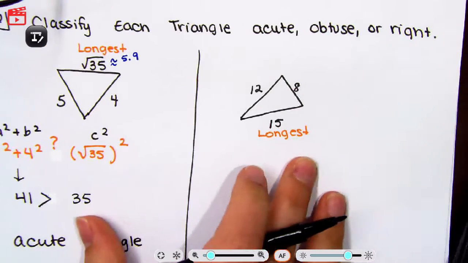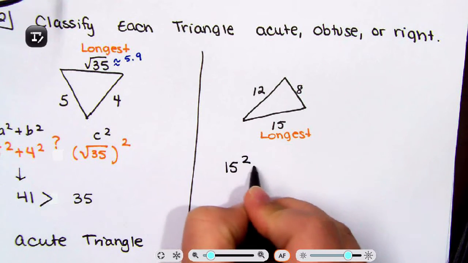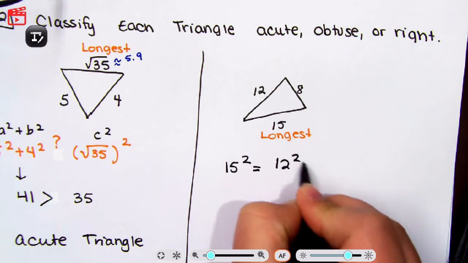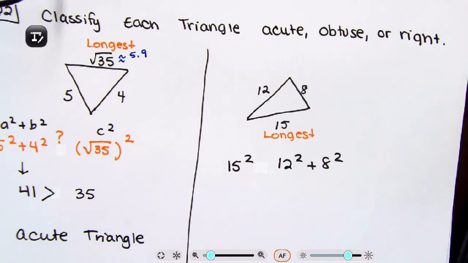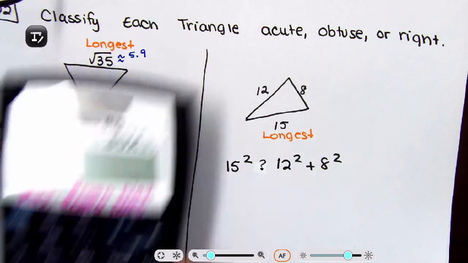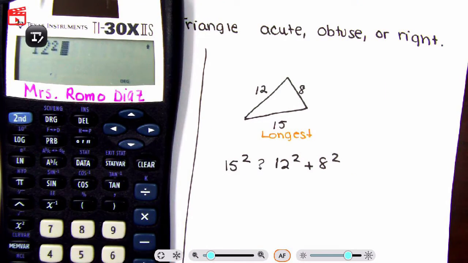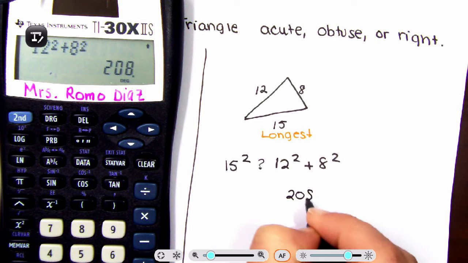Let's do this one here. Again, longest side is 15. We can flip it around since I did it the other way there. Here's our sum. Oh, and again, I'm going to put a question mark here. So that way we don't know if it's greater than or equal to. It could be. And again, typing this on my calculator, 12 squared plus 8 squared, and that gives me 208.